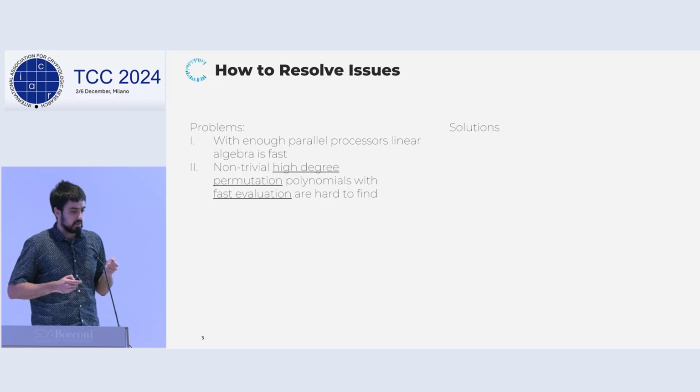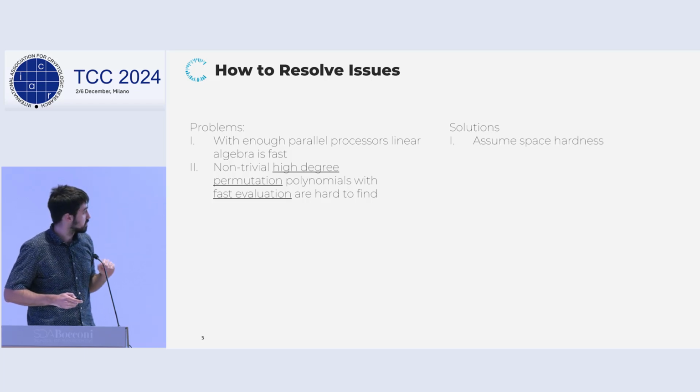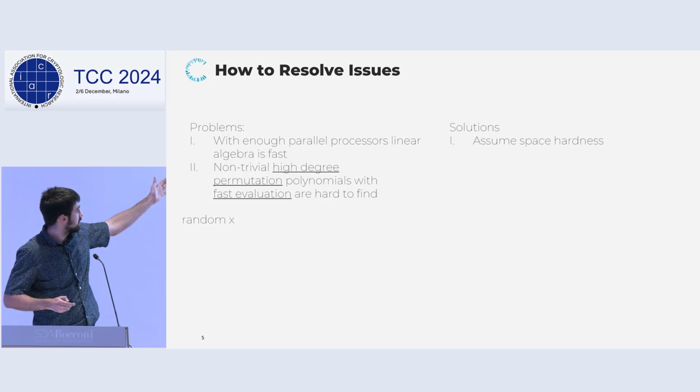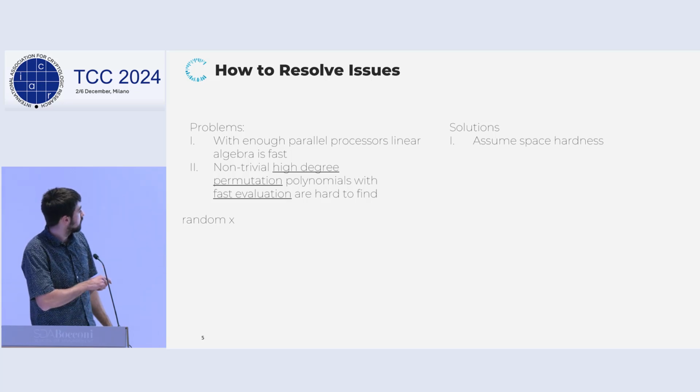And then what do we get if we just assume space hardness? So we have some random x. We evaluate the function f for some space parameter s on x.